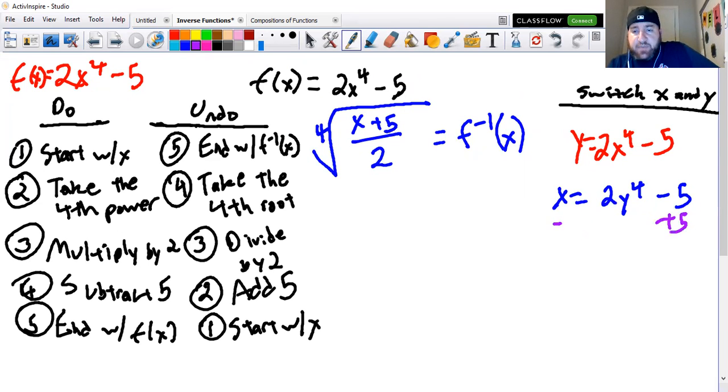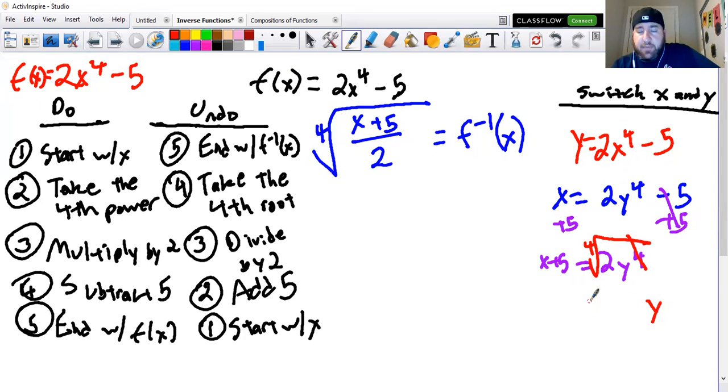So I'm going to add 5 to both sides. Again, that's the first step I did down here. So x plus 5 equals 2y to the fourth. Okay. Again, you say, well, what do I do next, Coach Sharp? Do I divide by 2 or take the fourth root? If you take the fourth root at this point, you're taking the fourth root of everything. The fourth root and the fourth power here would cancel and still leave me with y.